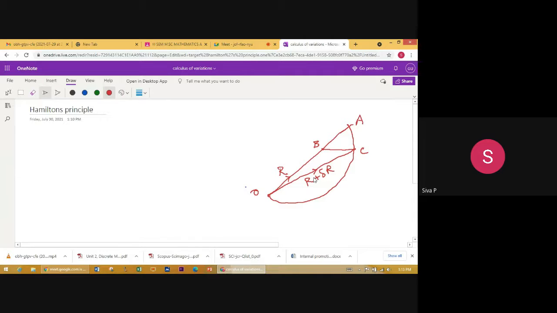Actually this concept was developed by William Rowan Hamilton in the 18th century. He made a very good contribution to dynamics. So what is Hamilton's principle? Write down an important concept of mathematical physics.